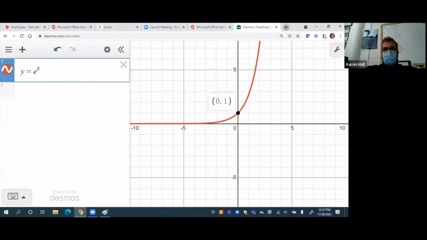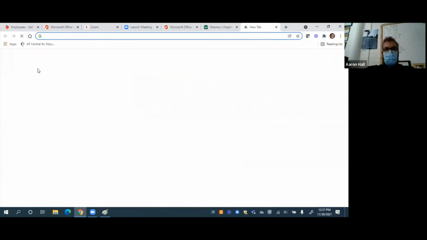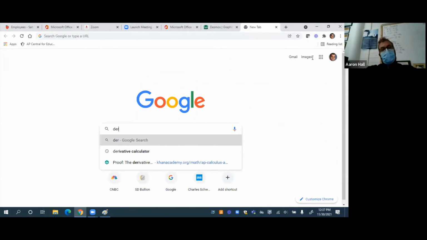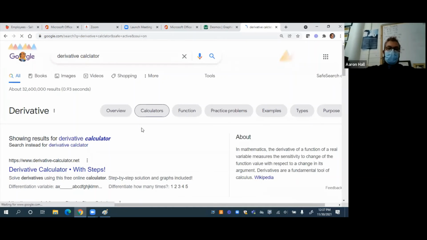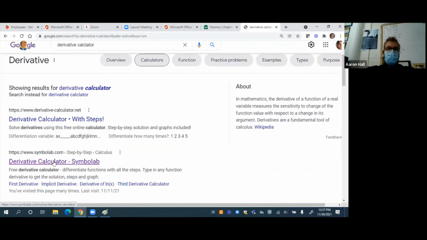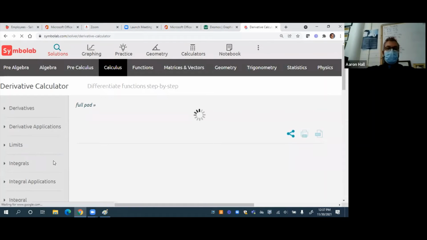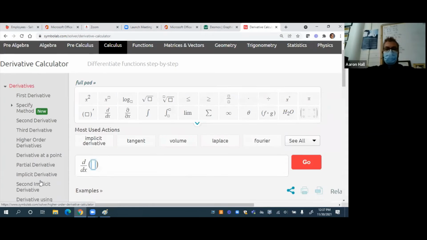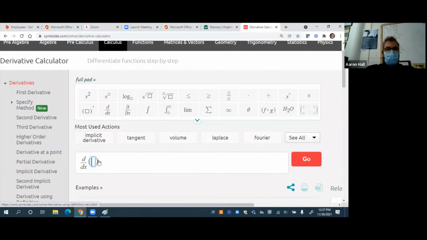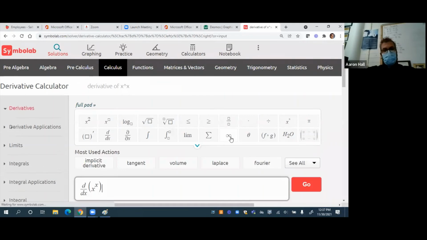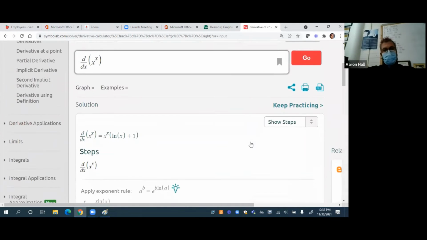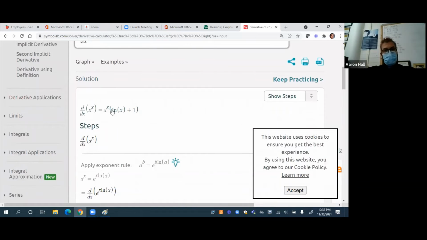Calculator. If you go to Google and you type in derivative calculator, it will give you the answer. I really like Symbolab, so I'm going to try it. Oh, here's a Symbolab right here. So the question is, what in the heck is the derivative of x to the power of x? So there we go, we get that.